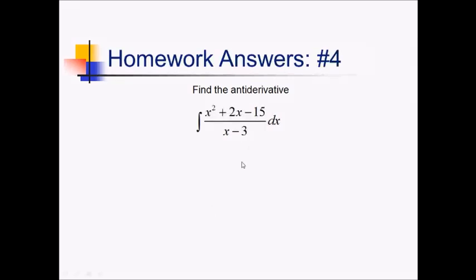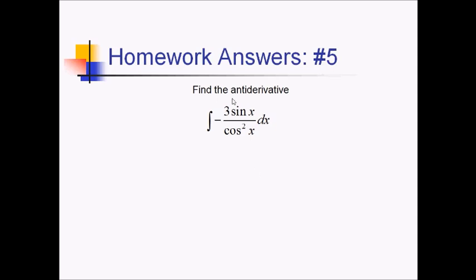For this problem, the key is that we are able to simplify the integrand here. So we are going to factor this and see if we can cancel out that x minus 3. Up here, we need two things that multiply to negative 15 and add up to 2. That would be x minus 3 and x plus 5. So canceling out those x minus 3's, we've got the antiderivative of x plus 5. And then just going term by term with the reverse power rule, that bumps up to the 2nd power. So we have 1/2 x squared plus 5x plus c.